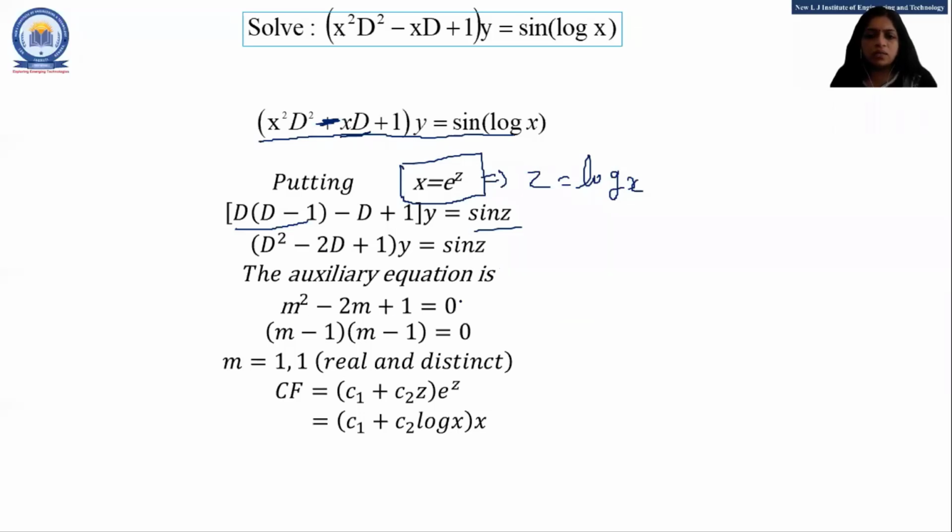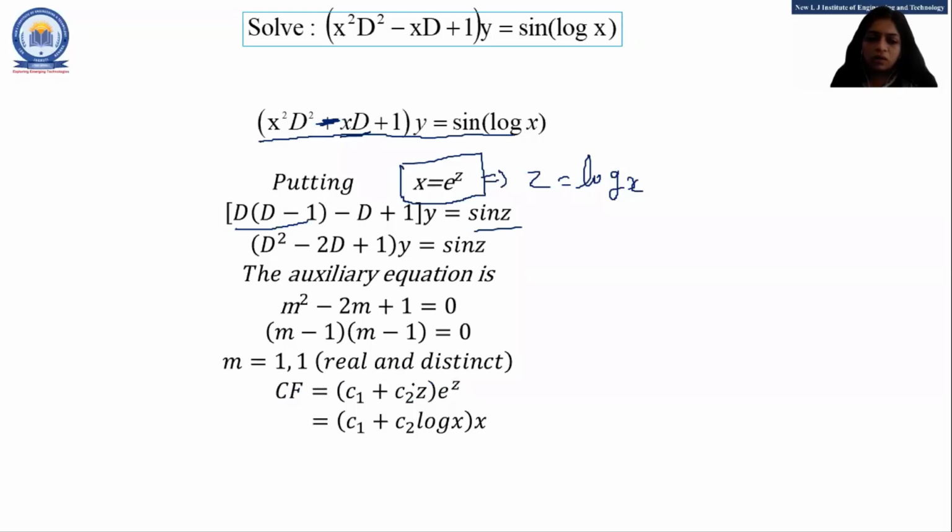The auxiliary equation is m square minus 2m plus 1 equal to 0. After factorization, m equal to 1, 1, which are real and equal. As per the rule of the complementary function, the CF is (C1 plus C2 z) into e raised to z. Students, please keep in mind, when you are solving an Euler-Cauchy example, you have to first write your CF in the form of z only.